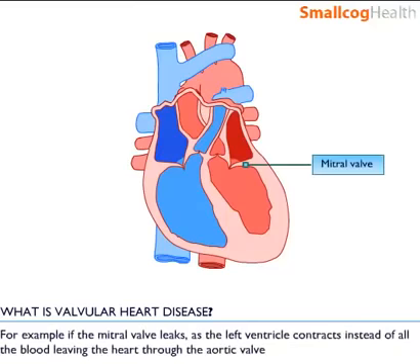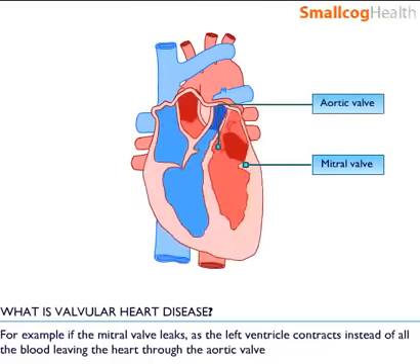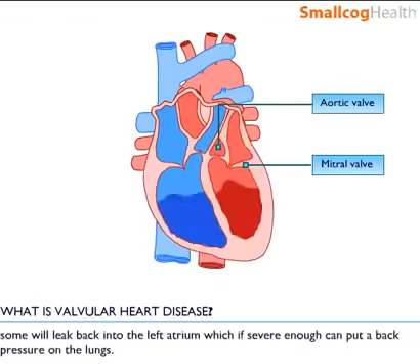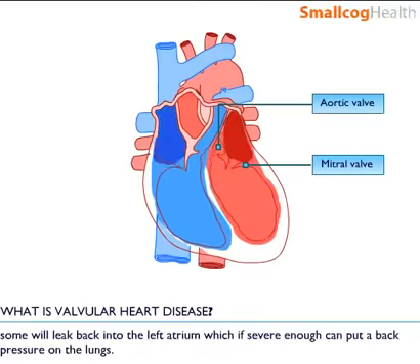For example, if the mitral valve leaks as the left ventricle contracts, instead of all the blood leaving the heart through the aortic valve, some will leak back into the left atrium. If this is severe enough, it can put a back pressure on the lungs.